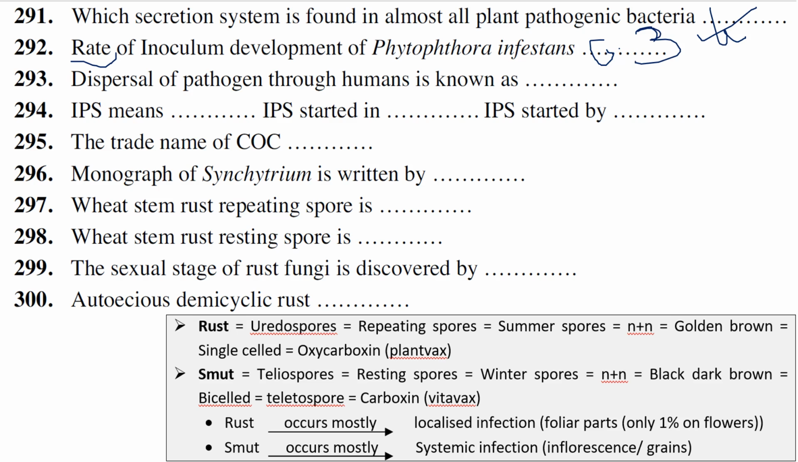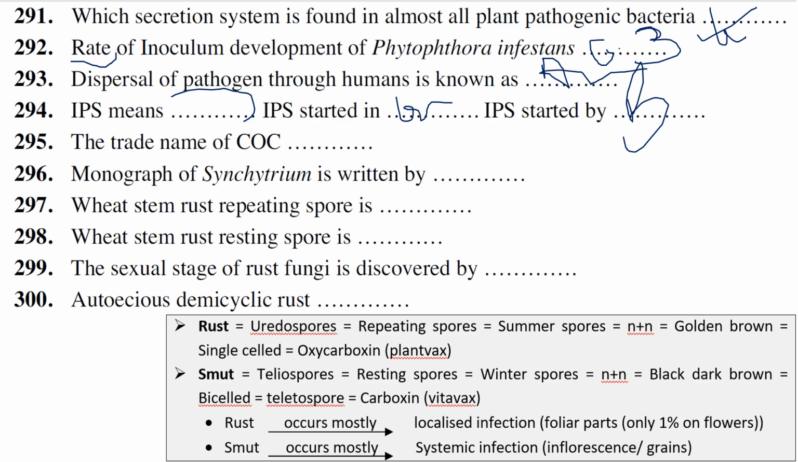Dispersal of pathogen through humans is known as anthropochory. If the disease spreads through humans, it is known as anthropochory. IPS means Indian Phytopathological Society. IPS was started in the year 1948, started by B.B. Mundkur along with some other famous people like S.R. Bose, under the chairmanship of S.R. Bose. B.B. Mundkur actually started this on 28 February 1947, and it came into enforcement and action in 1948.